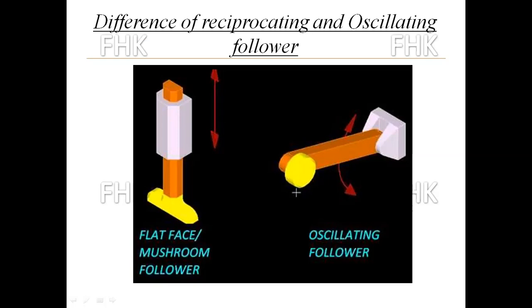It is part of a circle, like the pendulum of a wall clock or the wiper of an automobile. So this is fixed at one fixed point, which is called the fulcrum point, and it is oscillating on a predetermined circular path. So this is the difference between an oscillating follower and a reciprocating follower.